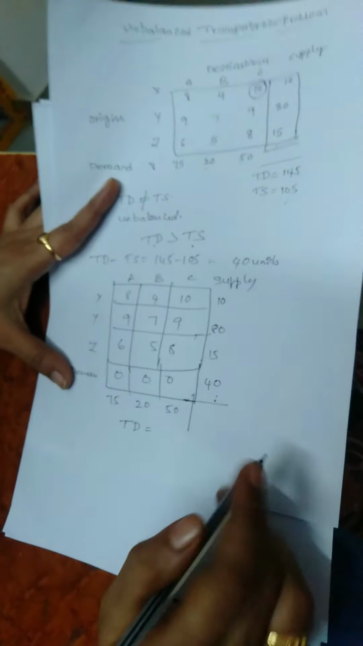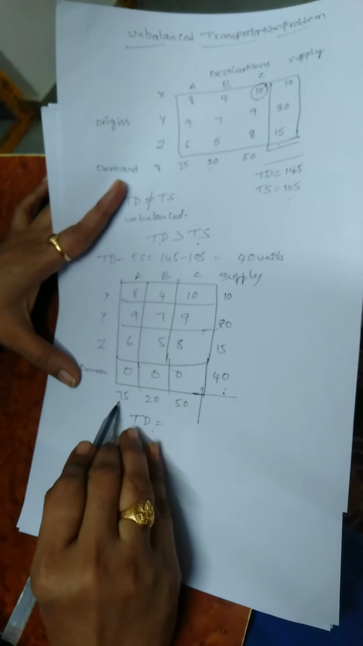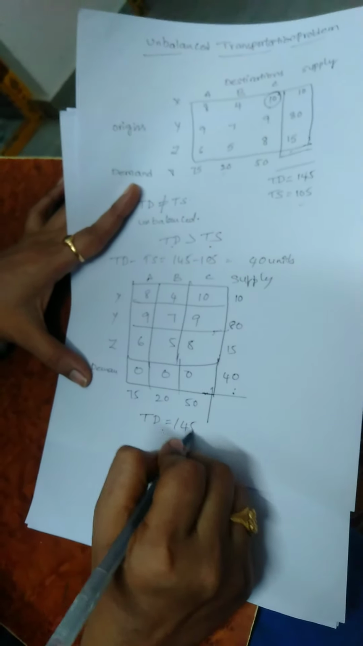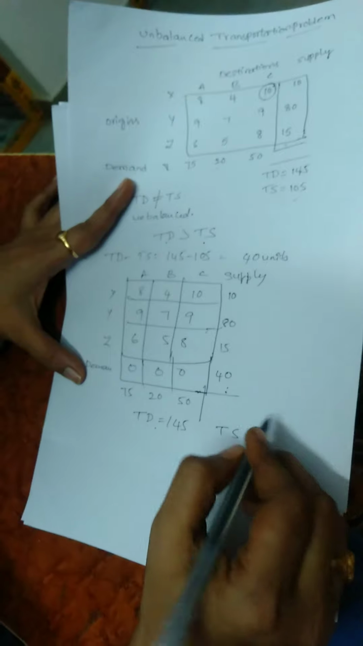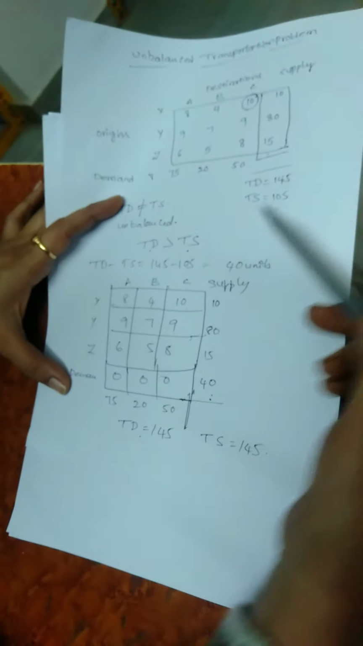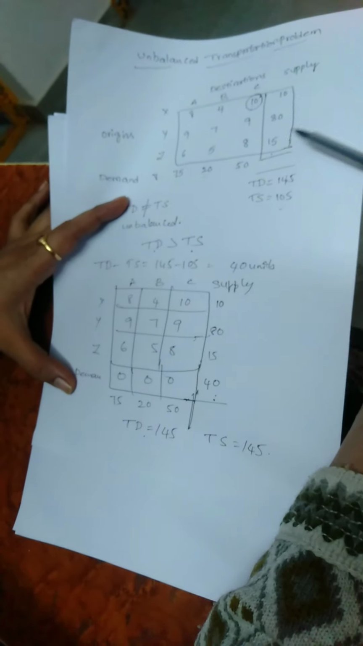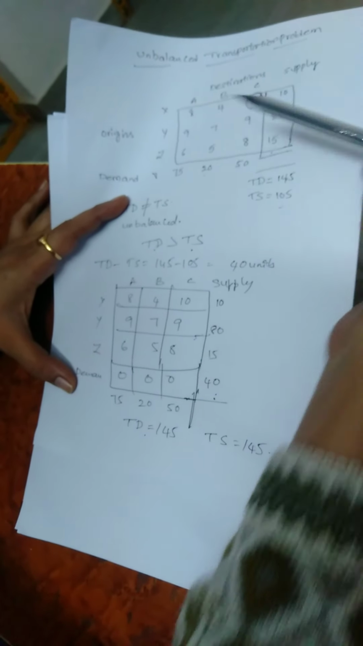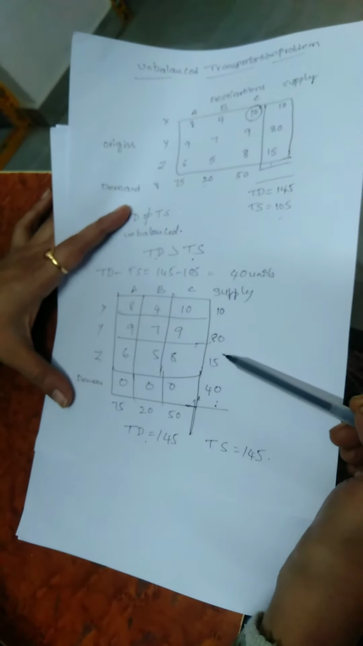requirement for the balanced one. So now the total demand is 145 and the total supply is also 145. So this way we can make an unbalanced transportation problem into a balanced one.